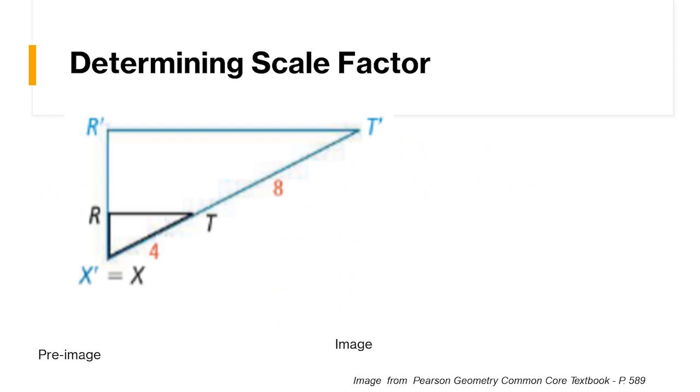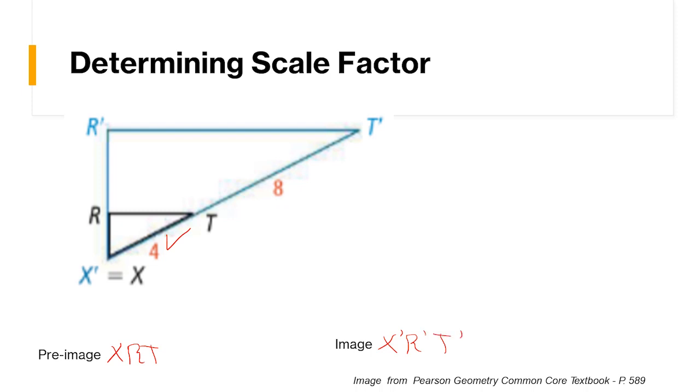Okay, we have another problem where we're finding the scale factor. But in this particular problem, we have an image within an image. If you recall, whenever you see the apostrophe after the letter, that is the image. Our pre-image is the black triangle right here, XRT. Our image would be X prime R prime T prime.